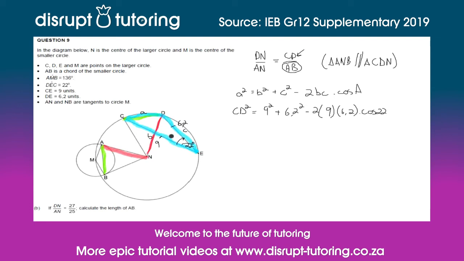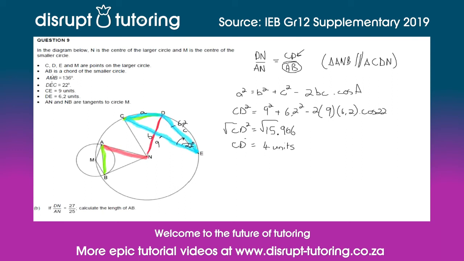So put this entire thing into your calculator. I get that CD squared should equal 15,966. So we find the square root of both sides, and I put this in my calculator and I get 3,99, which can be rounded up to 4 units.